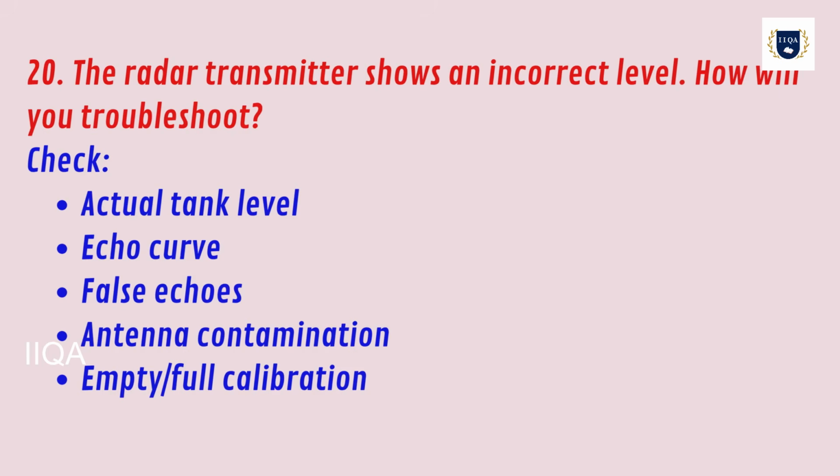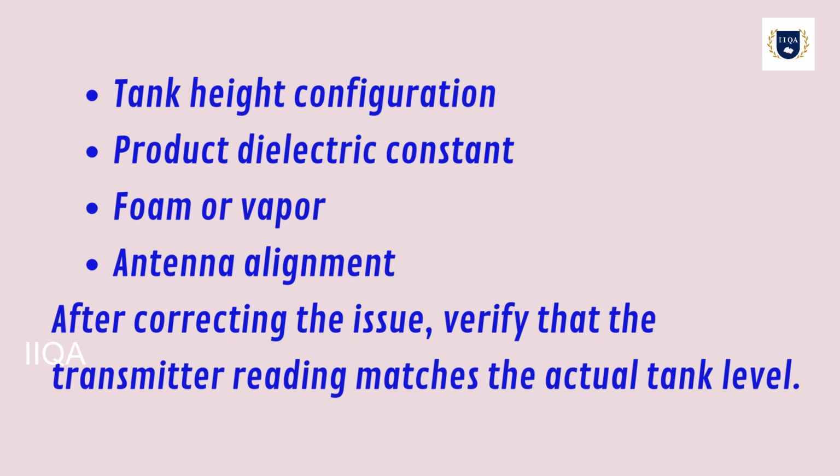The radar transmitter shows an incorrect level. How will you troubleshoot? Check actual tank level, echo curve, false echoes, antenna contamination, MP full calibration, tank height configuration, product dielectric constant, foam or vapor, antenna alignment. After correcting the issue, verify that the transmitter reading matches the actual tank level.